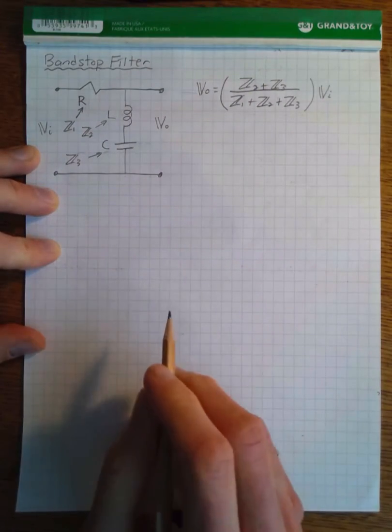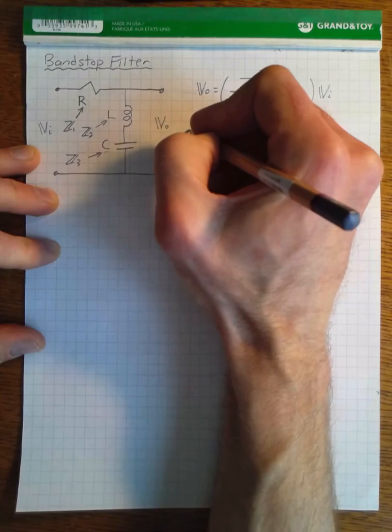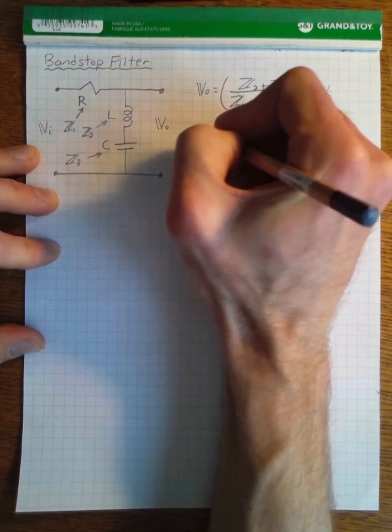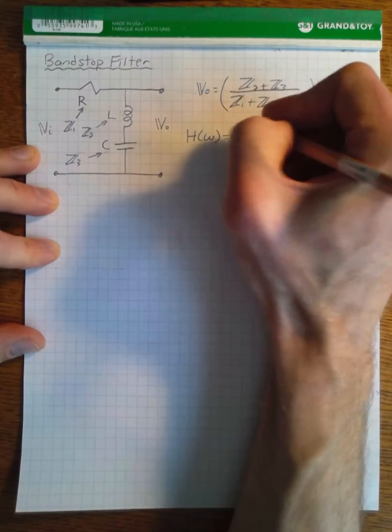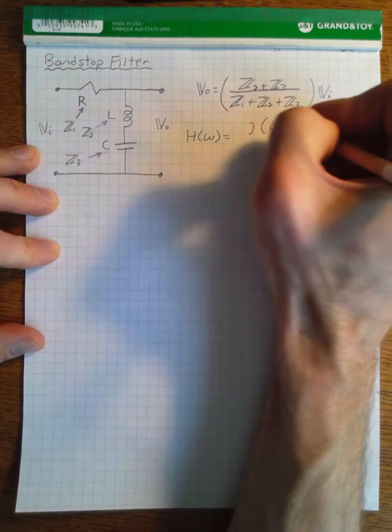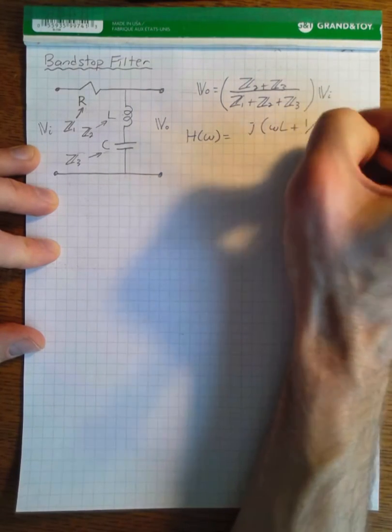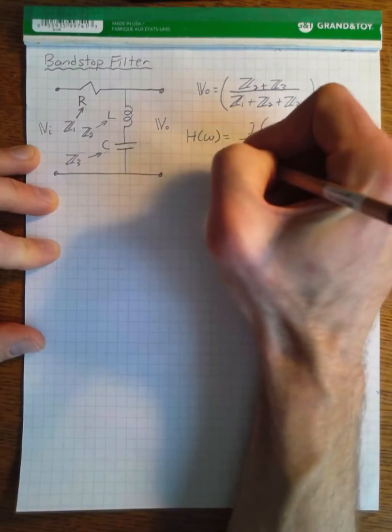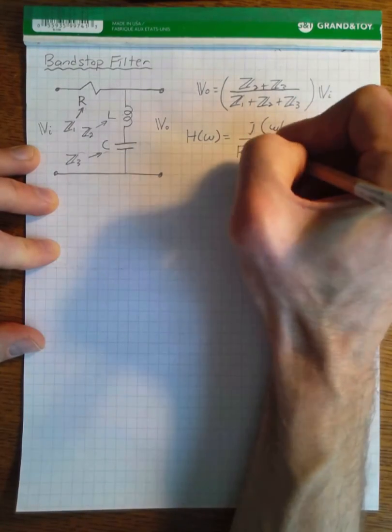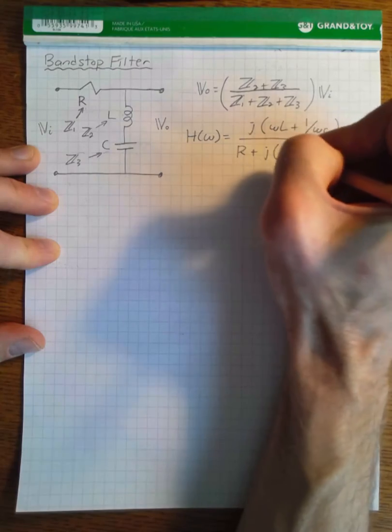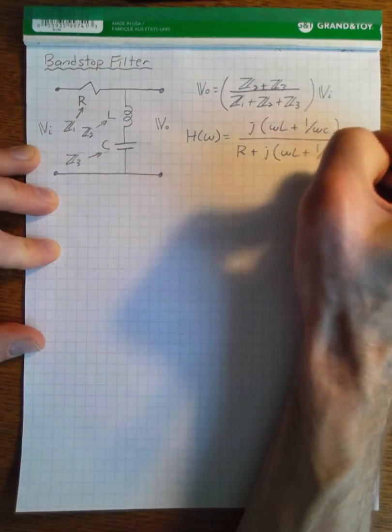And if we substitute in our impedance values and take the ratio of the output voltage to the input voltage, we get J times omega L plus 1 over omega C divided by R plus J times omega L plus 1 over omega C.